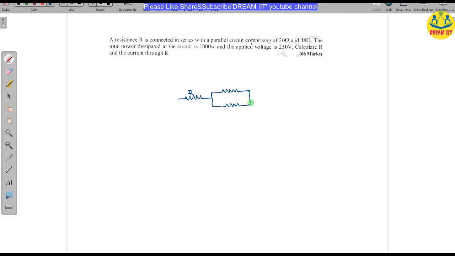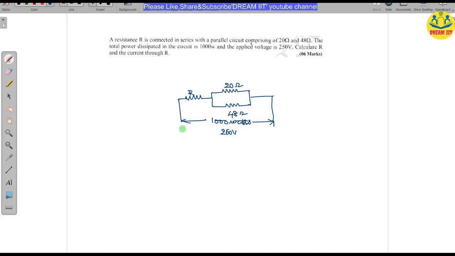So once again the same circuit we have seen in the first problem, that is 20, here it is 48 ohms, here it is 48 ohms. The total power dissipated in the circuit is 1000 watts. That means the total power of 1000 watts is the power consumed in the entire circuit. And the applied voltage is also given as 250 volts.